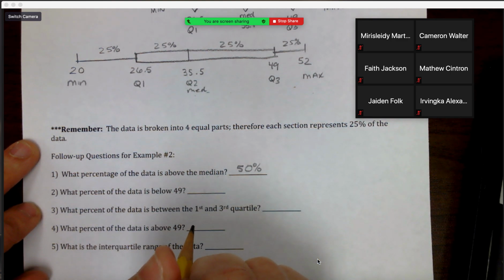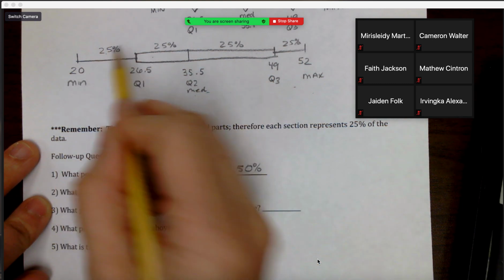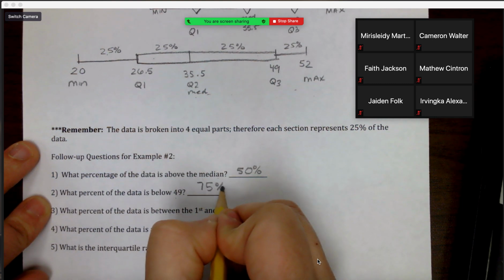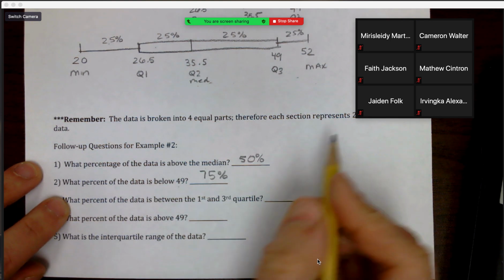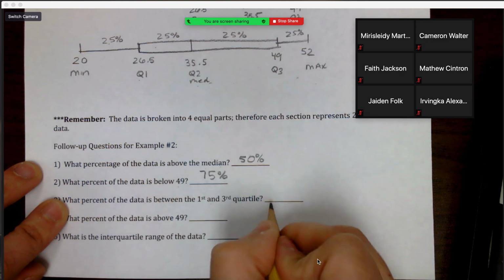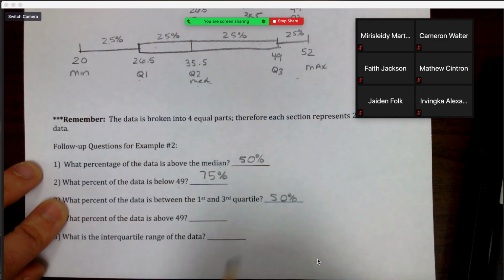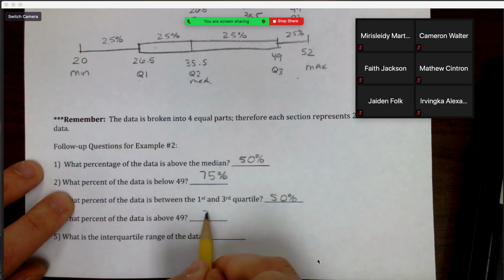What percentage of the data is below 49? 2, 3, 75%. What percent of the data is between the first and the third quartile? 50%. What percent of the data is above 49? Is 25%.